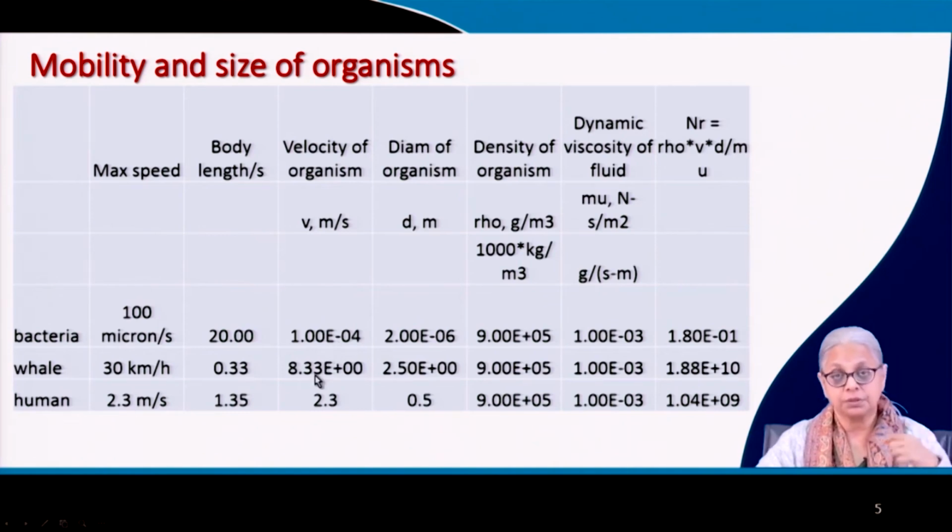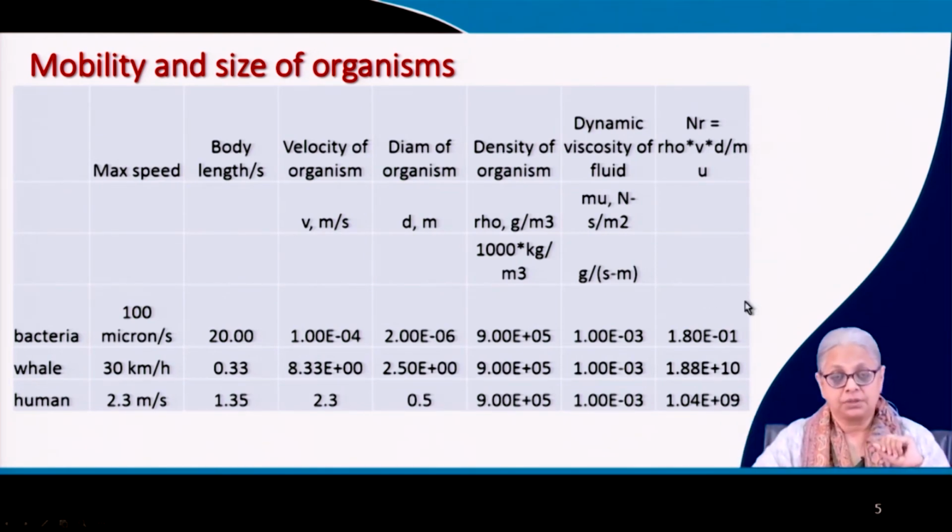Obviously they're very tiny organisms and they're not even visible to the eye, so it's not much in terms of meters per second. But on a relative scale, because you cannot compare a micron sized organism with a 2.5 meter diameter whale, you have to give it a sense of relativity, which the body length per second gives you. I've already mentioned the diameter. The density of all organisms, in this case for simplistic reasons, has been assumed to be the same.